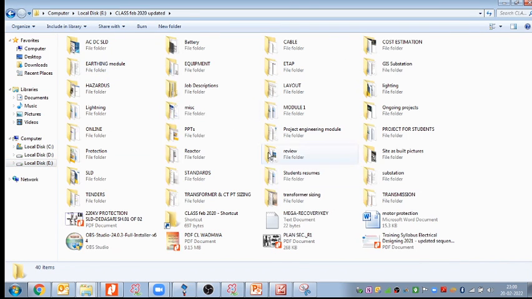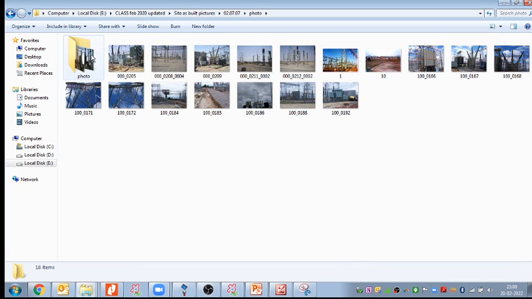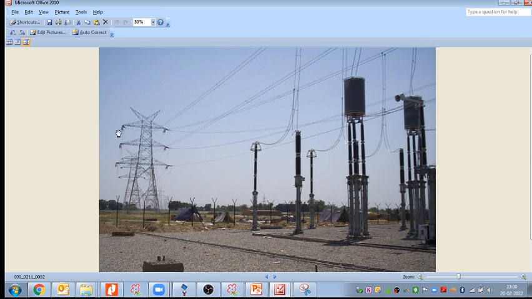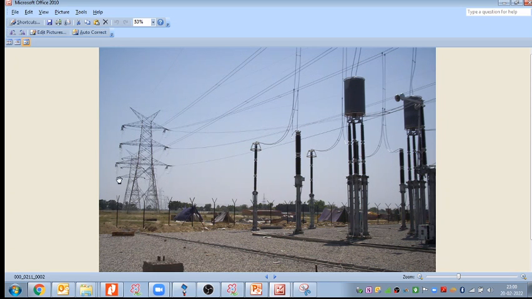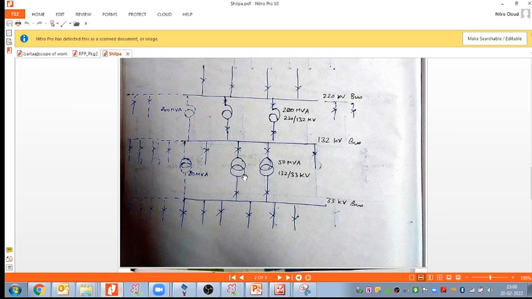If I have the site as-built picture, and then we go to here, we can see here RYB 3 phase here, and then RYB 3 phase here. So two line circuits coming from one tower. So that is why both the lines, all the lines should be together. All the lines should be together.